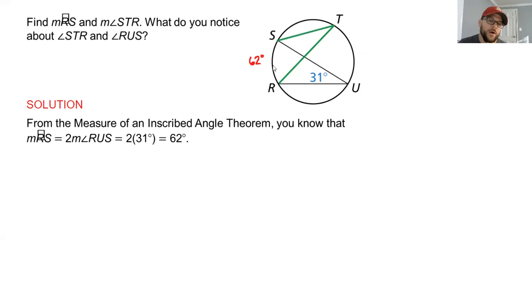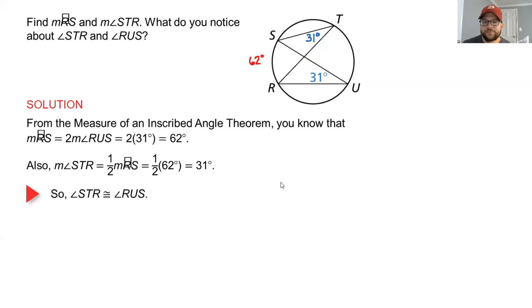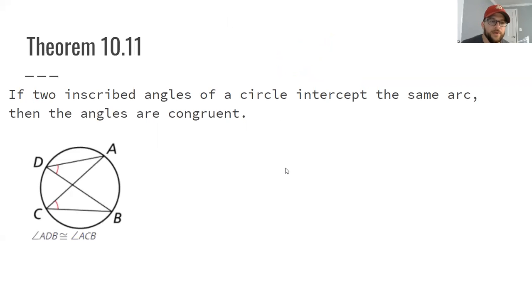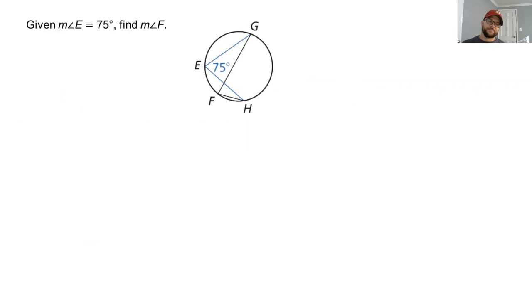Now we use that same arc to find the inscribed angle right there, this green one. You're using the same arc, the endpoints match up, and you go from out to in, which is big to small. You multiply by 1/2 to get 31 degrees. Those two inscribed angles are equal because they match the same intercepted arc. So if two inscribed angles of a circle intercept the same arc, then those angles are congruent, just like that last example we talked about.